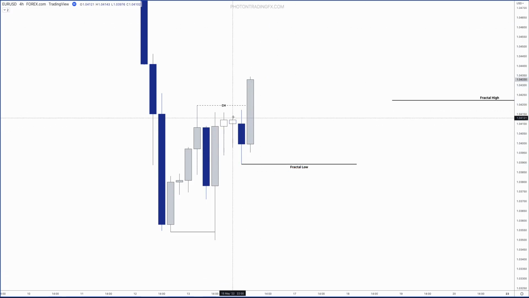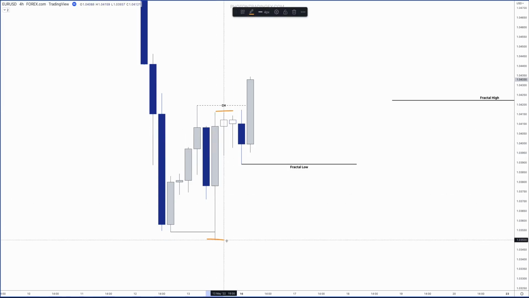Now, these are inside bars. I know I briefly talked about them in the previous lesson. An inside bar is a candle that fails to break the previous candle's high or low. So you see how it trades between this high and low? That's why it's an inside bar. This is also an inside bar because it also traded between the high and low of this candle, right?